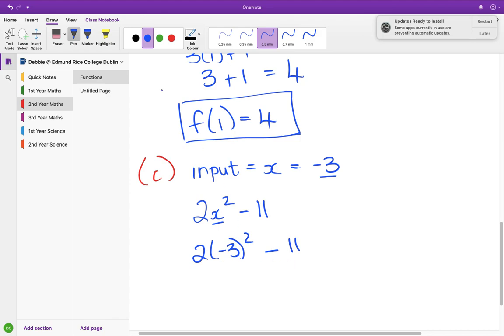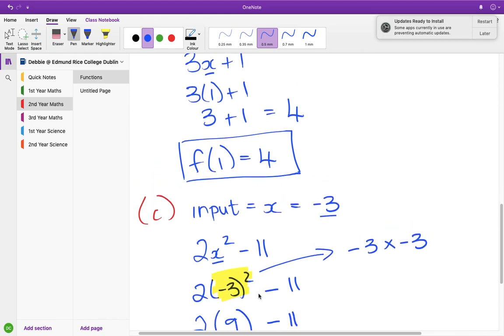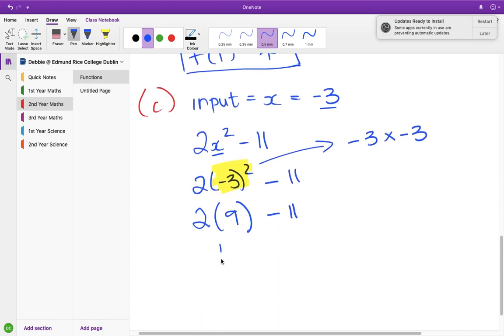Once again, this is BIMDAS, so you're going to deal with the power before you deal with the multiplication. So we're going to leave the 2 alone, and we're going to square the minus 3. So square, we did this in class the other day, but minus 3 squared is minus 3 times minus 3. So you get a minus by a minus, which is a plus, and then 3 by 3 is 9, and then minus 11. Now we can do the multiplication because the power is gone. So 2 times 9 is 18 minus 11, and 18 minus 11 is 7.